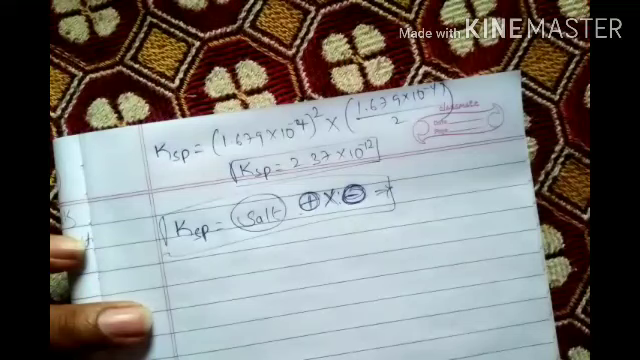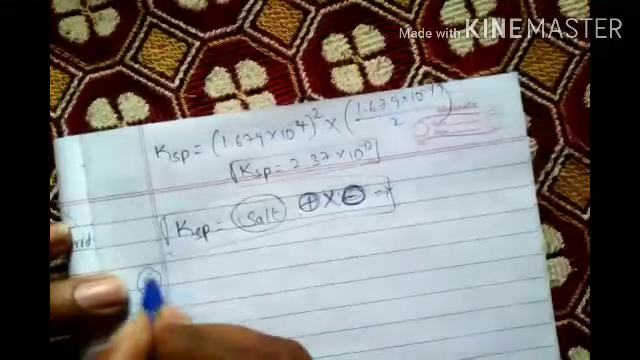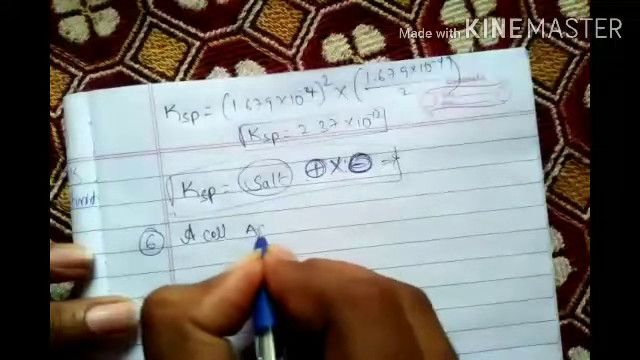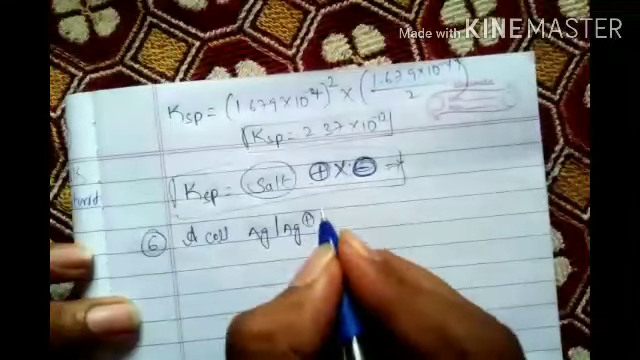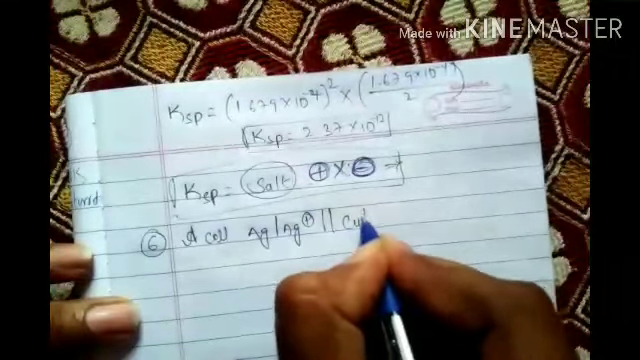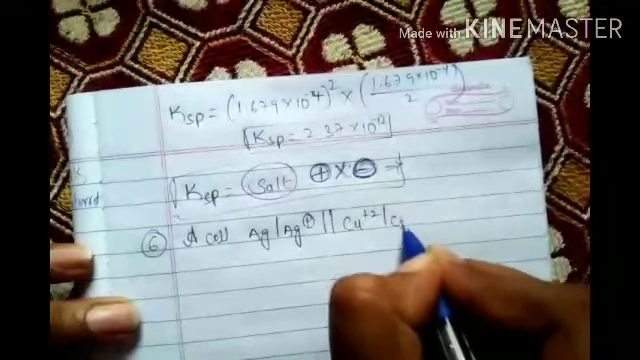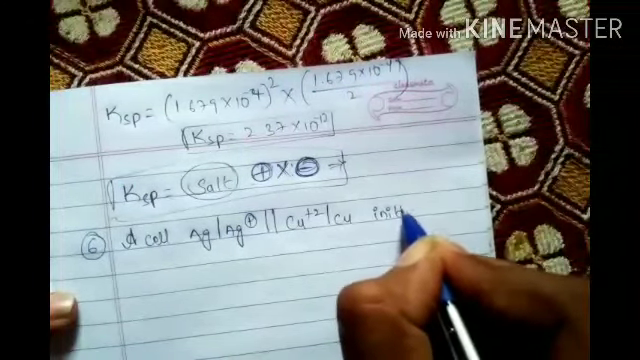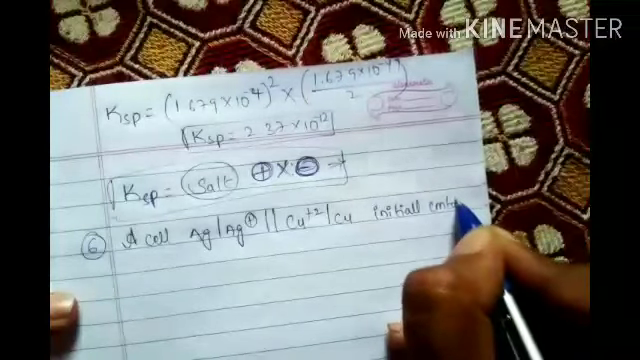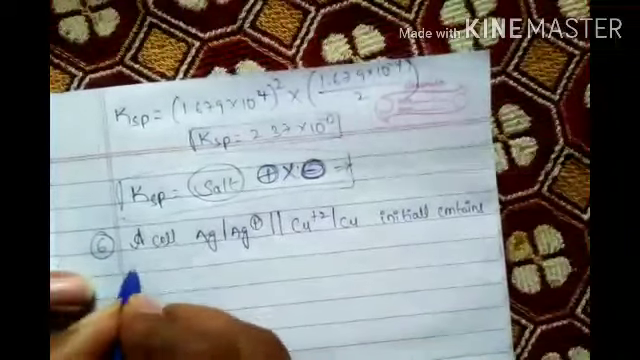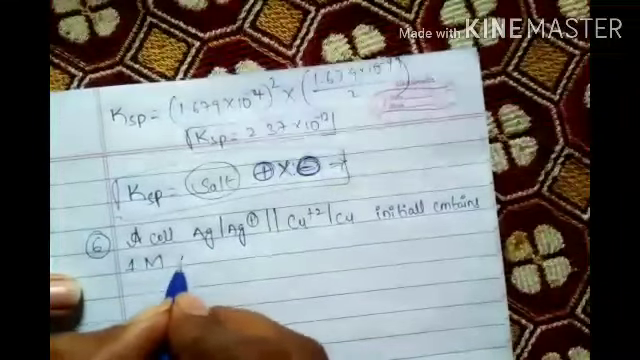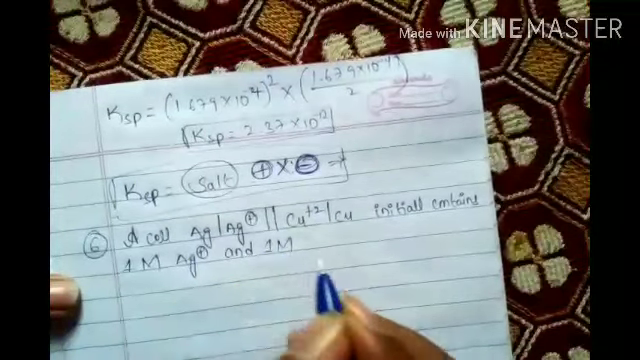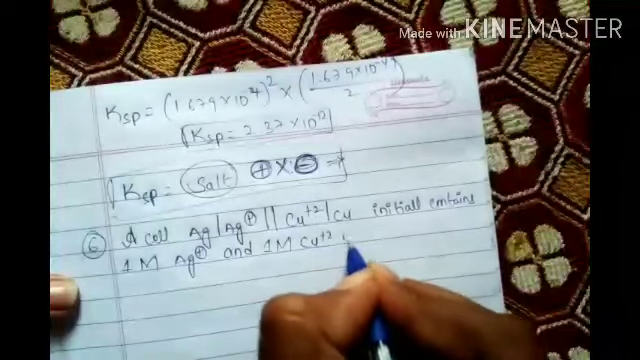Now next, sixth question. Ag plus, salt bridge, Cu plus 2, Cu. The cell initially contains 1 M Ag plus and 1 M Cu plus 2 ions.